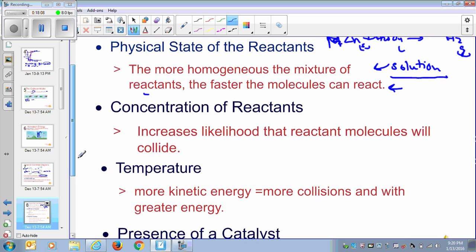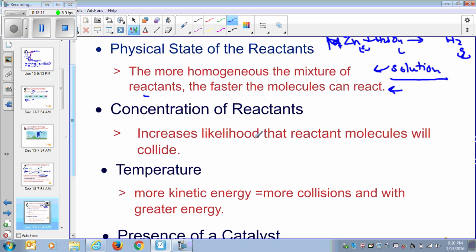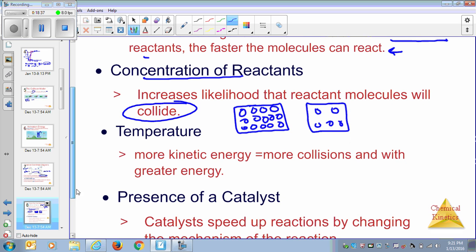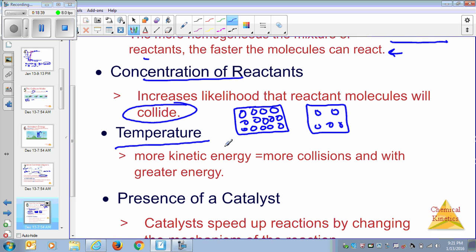As for the concentration of the reactants, if you increase the concentration, that increases the likelihood of collision. If we have too many molecules in a small area, common sense tells me there is more probability of them colliding with each other. The more collisions, the higher the rate of reaction, versus where they have enough space. So increasing the concentration increases the rate of reaction because it increases the number of collisions. Increasing the temperature increases not only the probability of more collisions, but also collisions with greater energy.